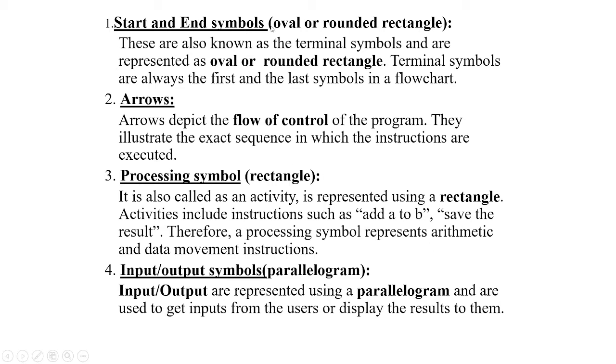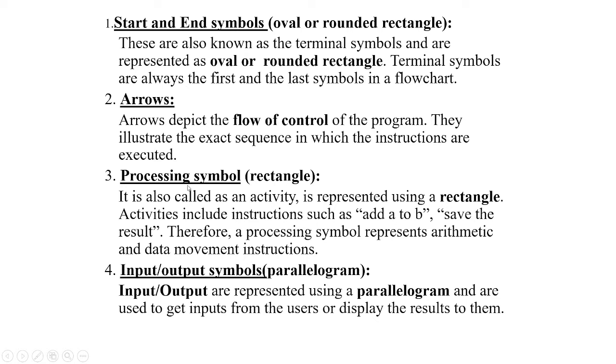Start and end symbols. For this, we use an oval or rounded rectangle. These symbols are also termed terminal symbols, and these terminal symbols are always used as the first and the last element in the flowchart. The second one is arrows. Arrows depict the flow of control of the program. They illustrate the exact sequence in which the instructions are executed.